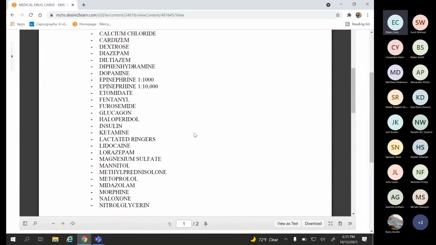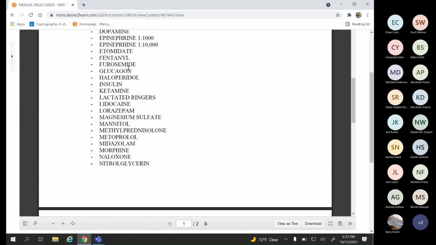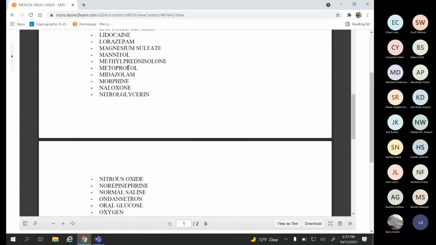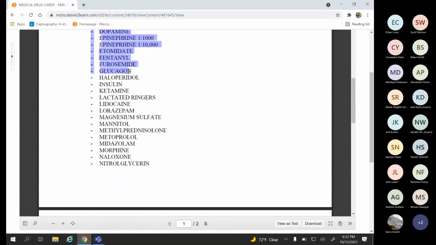All right, what about glucagon? Does anybody still carry glucagon? We do in Waukee for some reason. We do. Okay. The only reason a lot of places are starting not to carry glucagon is because the cost of it. It's like $350 for 1 dose.